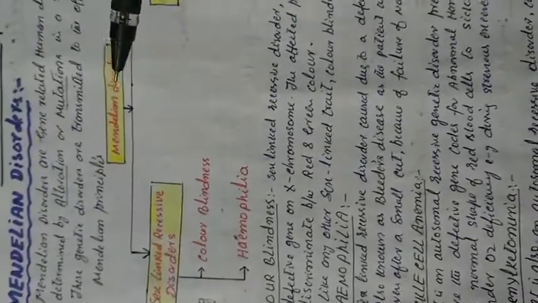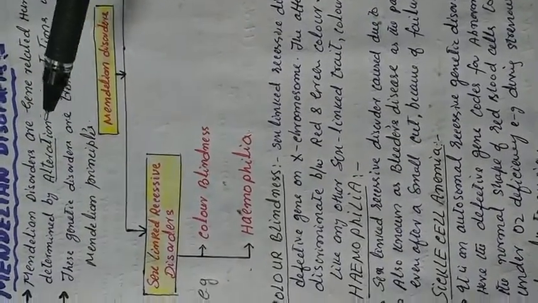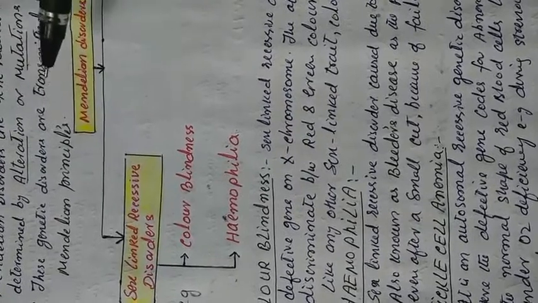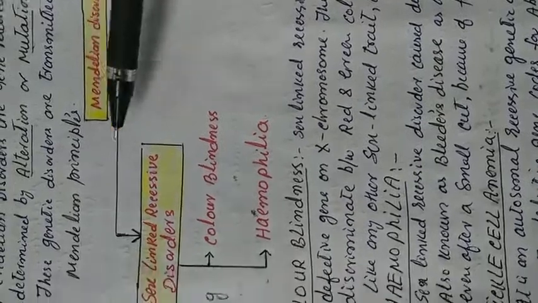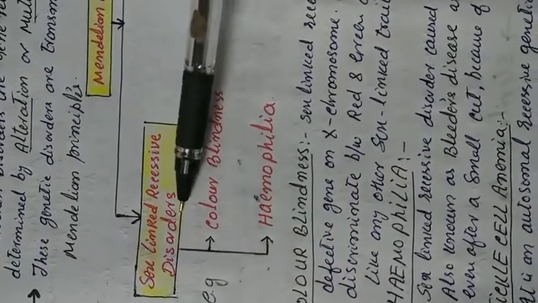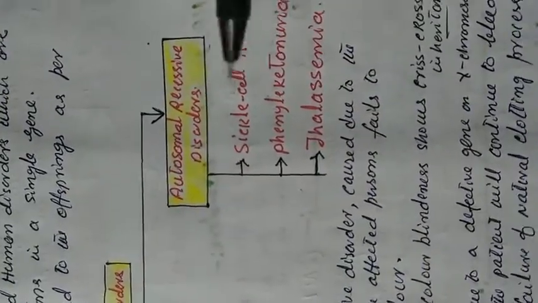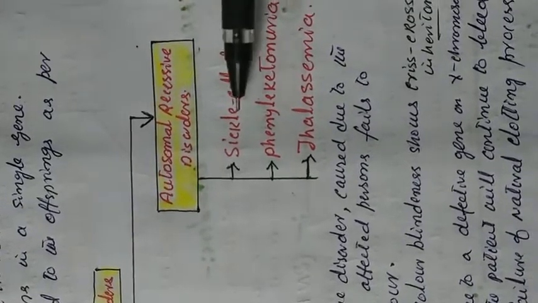Now this is all about the Mendelian disorders, and in this case you must at least remember that Mendelian disorders are those disorders which are caused due to the defects in a single gene, and these are broadly classified into sex-linked recessive disorders and autosomal recessive disorders. And among sex-linked recessive disorders, the most important examples are color blindness and hemophilia. And among autosomal recessive disorders, the most important ones are sickle cell anemia, phenylketonuria, and thalassemia.